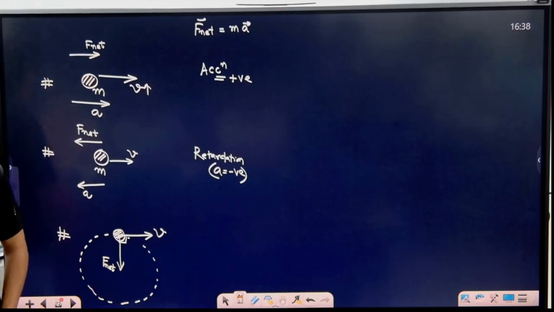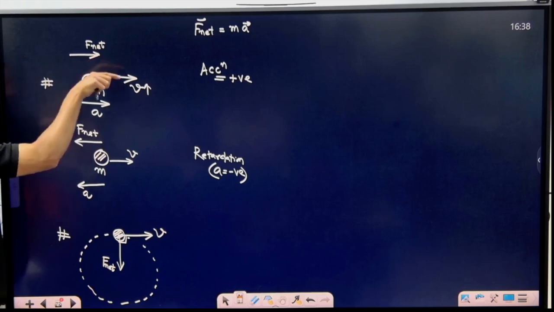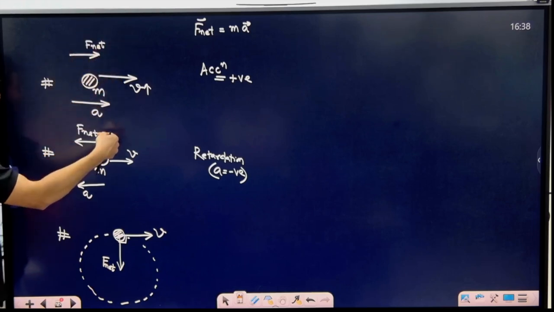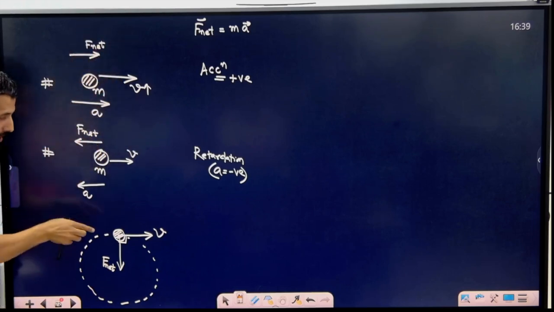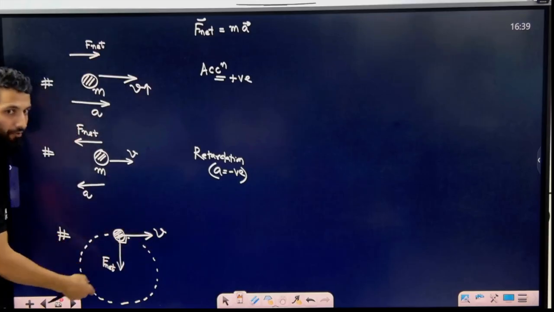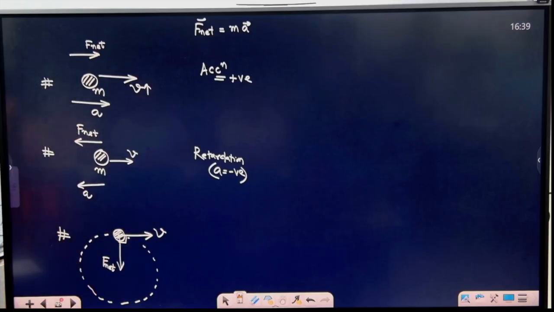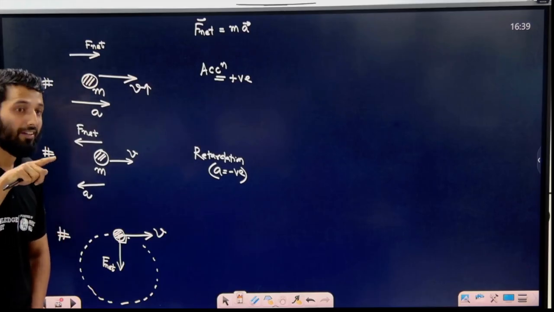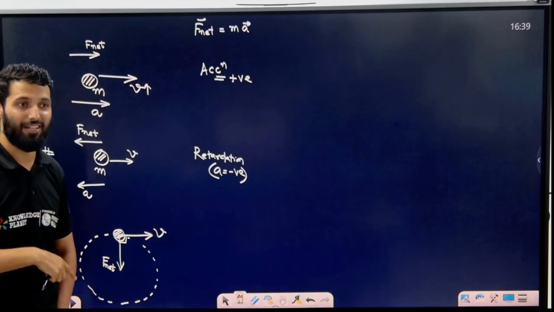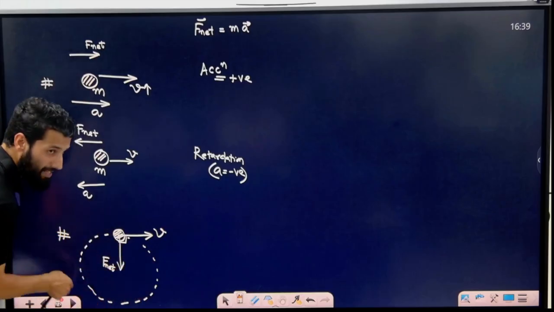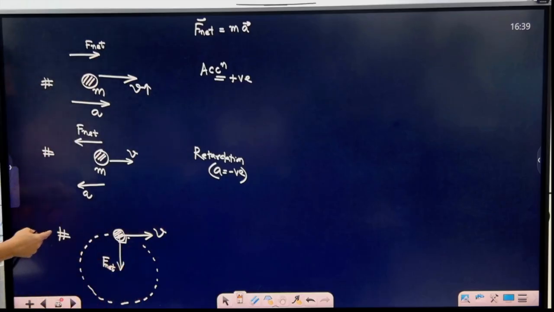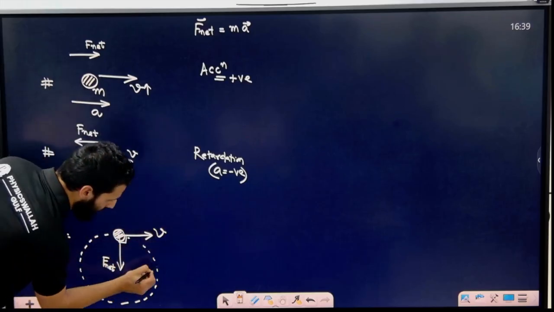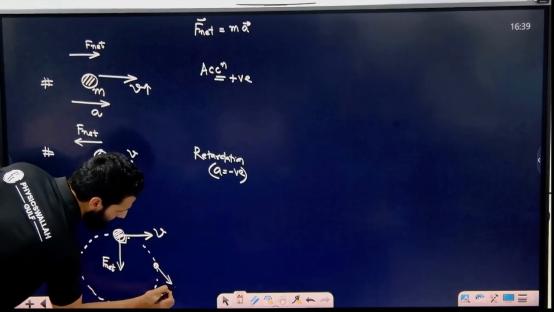Sir, can you explain again? See, here the force was in the direction of velocity, so the velocity increased. Here the force was opposite to the direction of velocity, so it decreased. If the force is perpendicular to the direction of velocity, in that case speed will not change. Speed will remain the same. But what will change is direction. Basically velocity will change. At every point of time it will move with the same speed. If here it's 10 meters per second, here also it will be the same 10 meters per second.